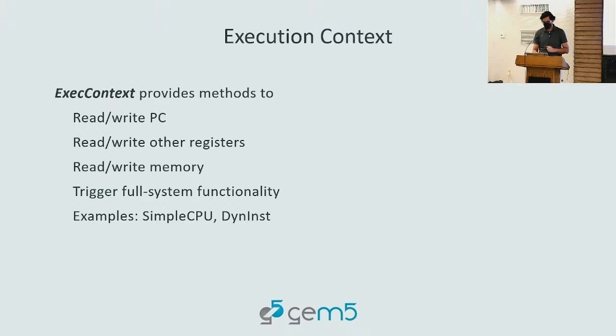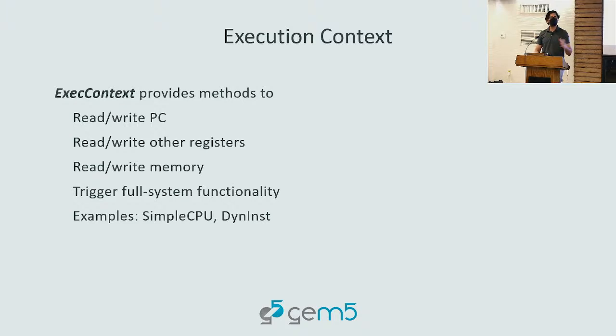OK. Can anyone answer why the instruction wants to do this? Like why an instruction might want to access the program counter? Yeah. For example, if it's a jump and it has to use that to jump somewhere else, to compute the effective jump address.